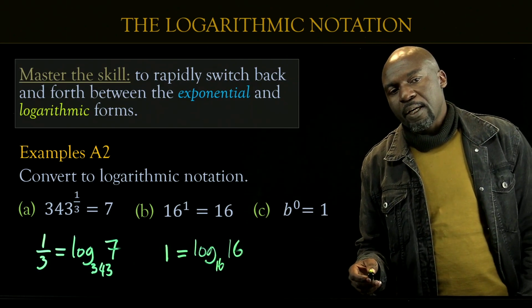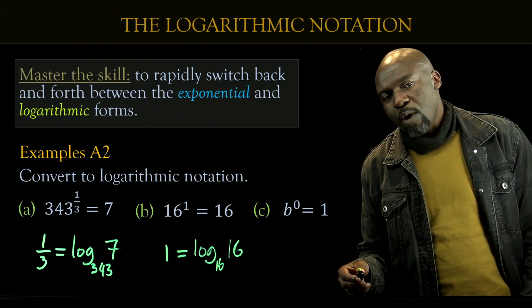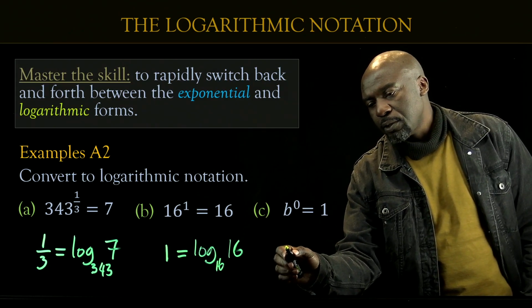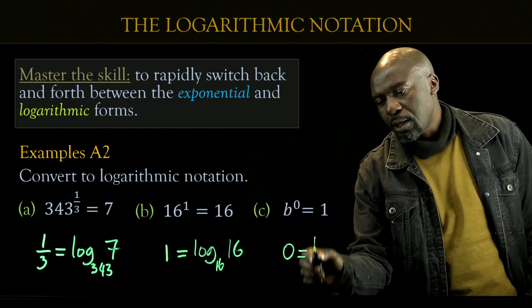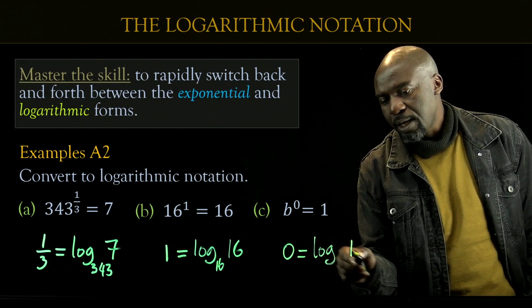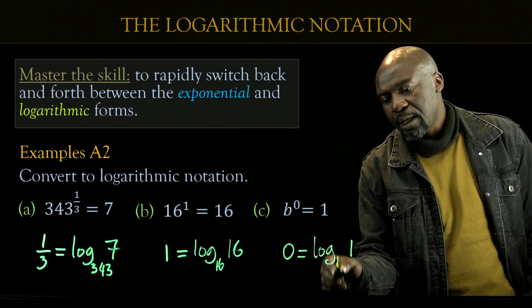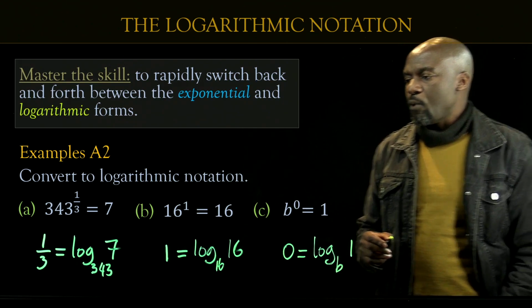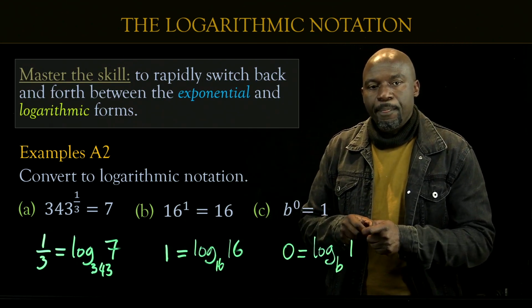Come to the third one there. 0 is the logarithm of 1. So 0 is the logarithm of 1 when the base is b, like that. And we are done. Okay, let's move on.